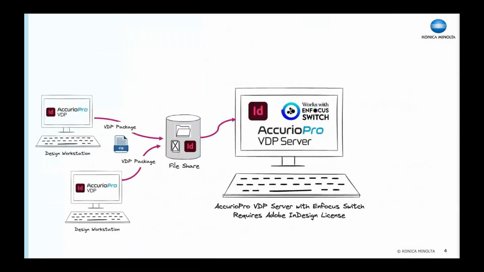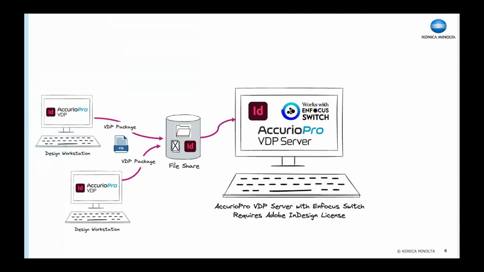Right. So these workstations, in this scenario where you have workstations, yes, they do need to be running AccurioPro. However, there are different variants of AccurioPro. So in order to amortize the cost, reduce the cost of the system, you get your main stuff running on the Enfocus Switch workstation. So you've got your AccurioPro server with InDesign Server and Enfocus Switch.